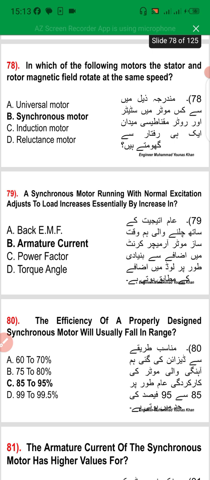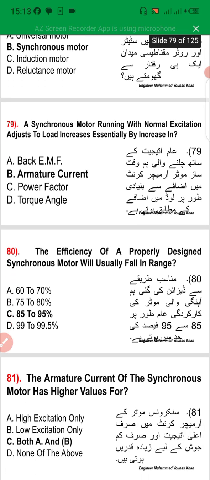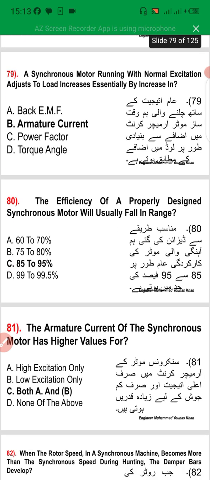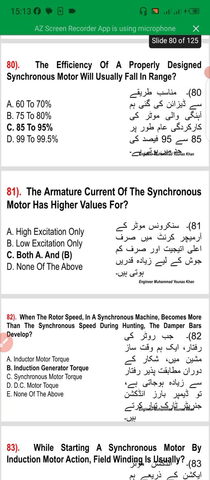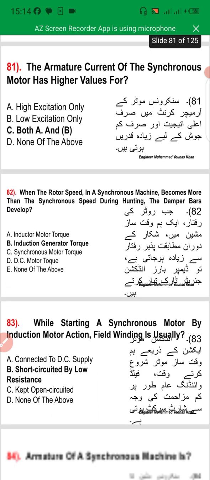In which of the following motors do the stator and rotor magnetic fields rotate at the same speed? Synchronous motor. A synchronous motor running with normal excitation adjusts to load increases essentially by increase in armature current. The efficiency of a properly designed synchronous motor will usually fall in the range 85 to 95%.